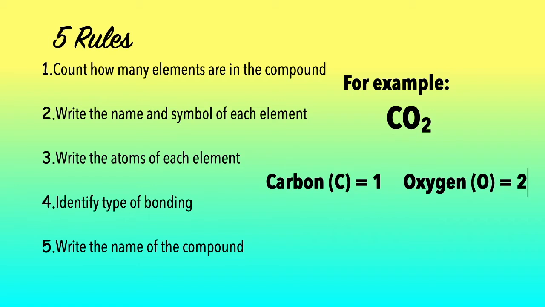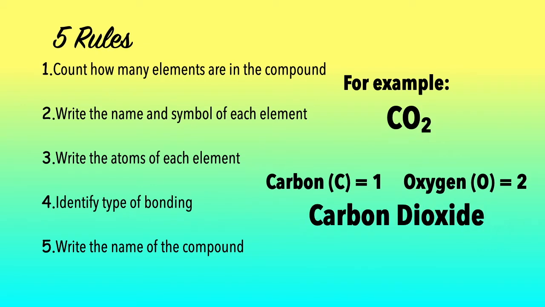Next, I'm going to write the atoms of each element. When I look at CO2, I see that I have 1 carbon and 2 oxygen. Number 4, I'm going to identify the type of bond in CO2, which is a covalent bond, giving it the name carbon dioxide.